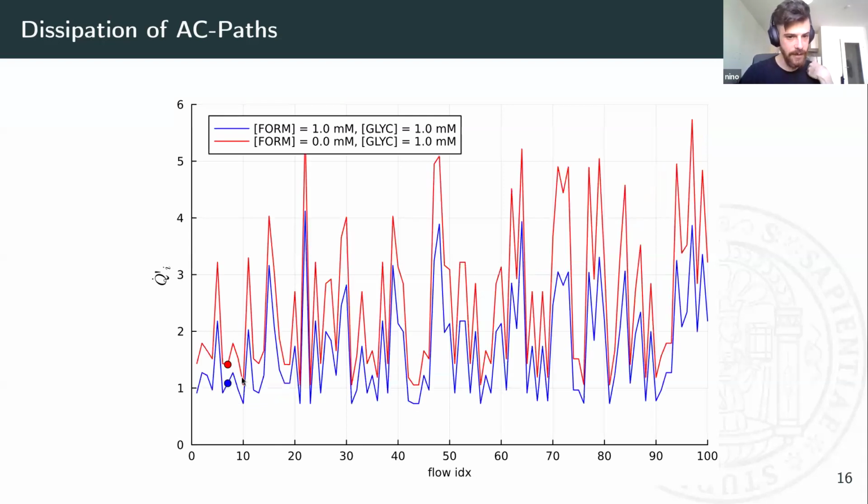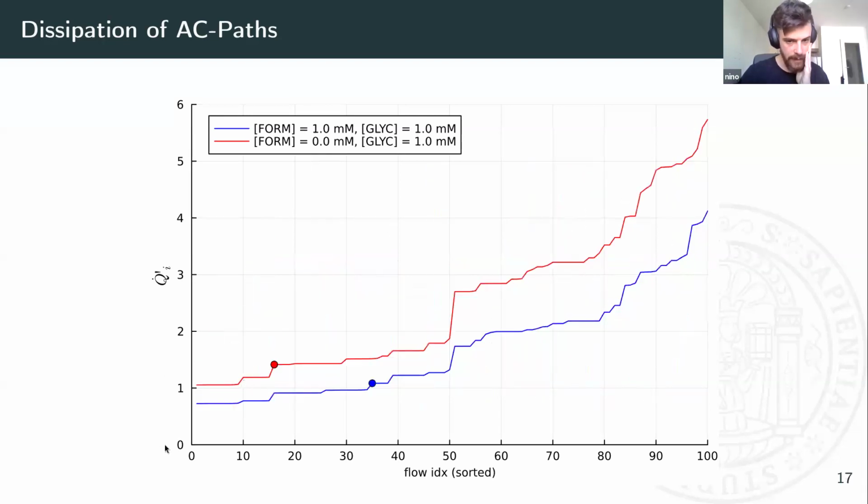So here they were the same indices. So in this curve, this was like the 10th that you found for the initial concentrations of 1 millimole each of formaldehyde and glycoaldehyde. And then the same flow solution, but with lower concentration. But now it's really like, okay, you just order them according to the dissipated flux.